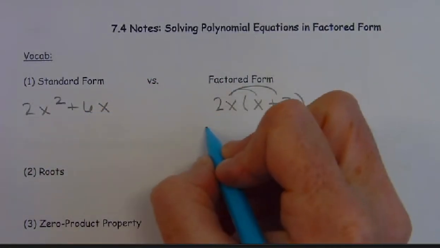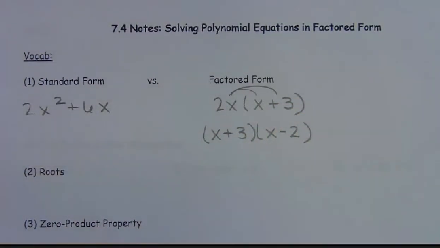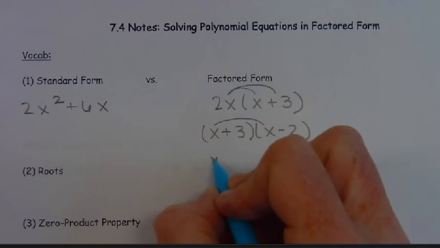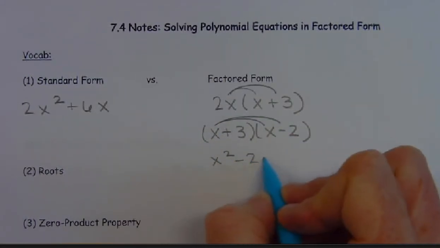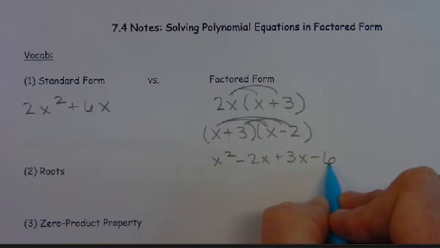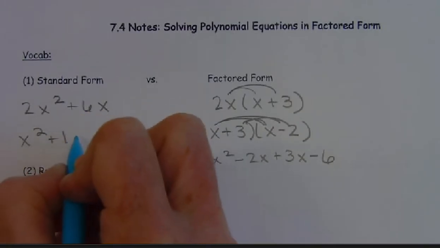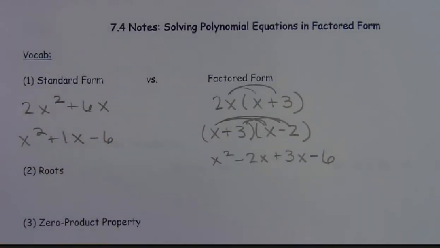Let's try another one of those examples. (x + 3)(x - 2). If you take a look at that, that is considered factored form. If I were to expand that and get x squared minus 2x plus 3x minus 6, and then simplify that to x squared plus 1x minus 6, that would be what it looks like in standard form.